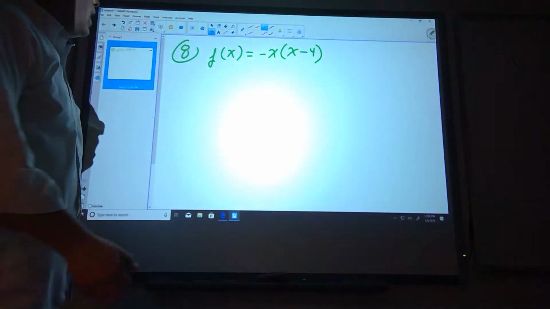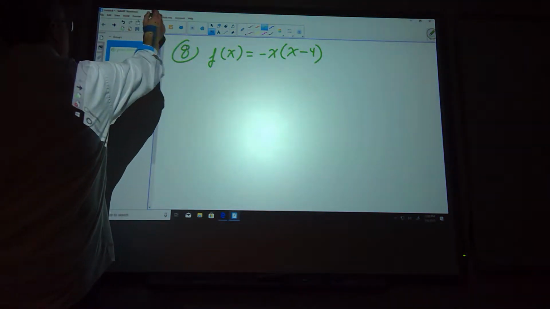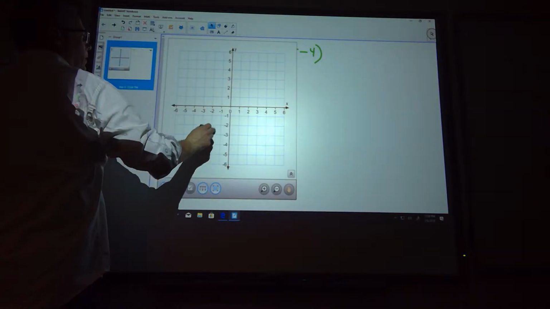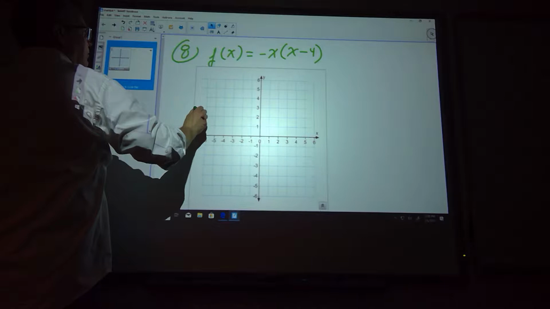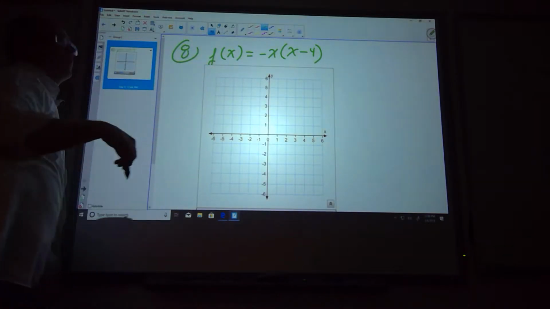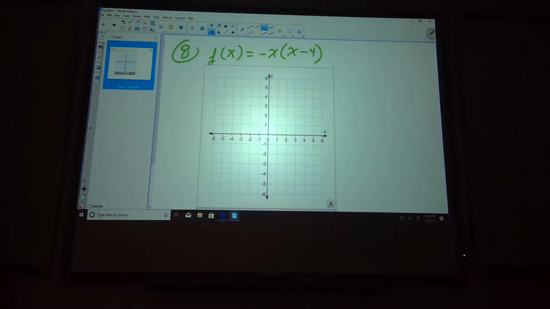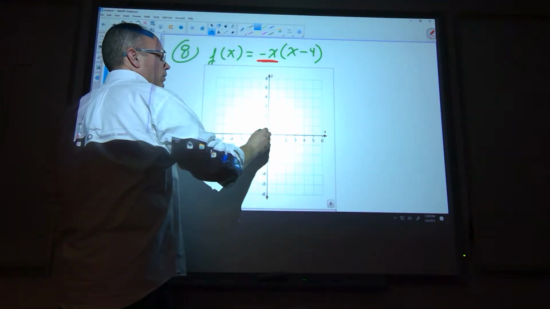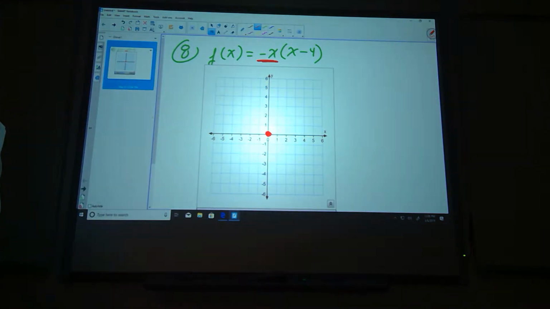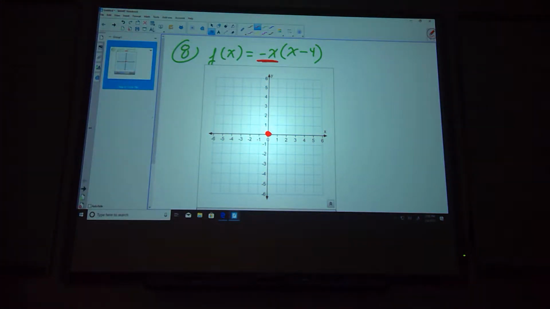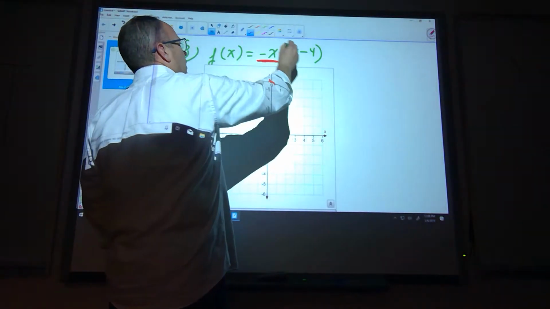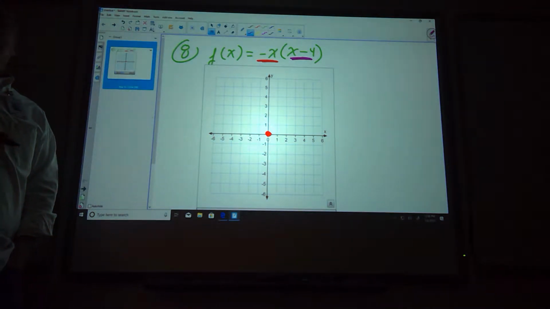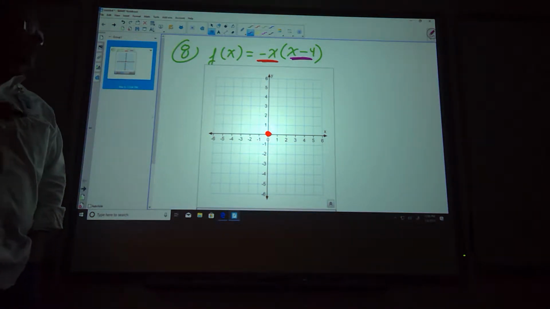Okay. Problem number 8. This is kind of set up for us to graph it as the intercepts. So this right here is going to say that, hey, it crosses right here at 0, 0. Oh, okay, that's the y-intercept as well. Where does this one say to plot a point? Negative 4. Almost. Remember, it's opposite. Oh, positive 4. Positive 4, right?